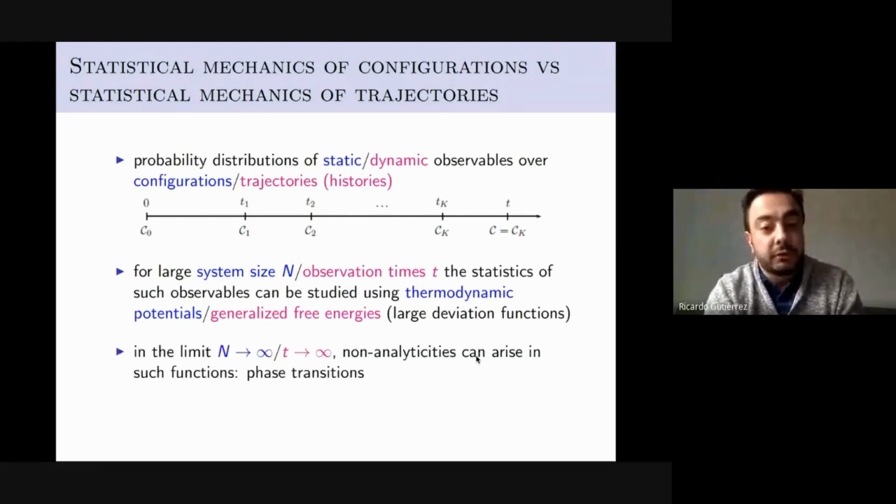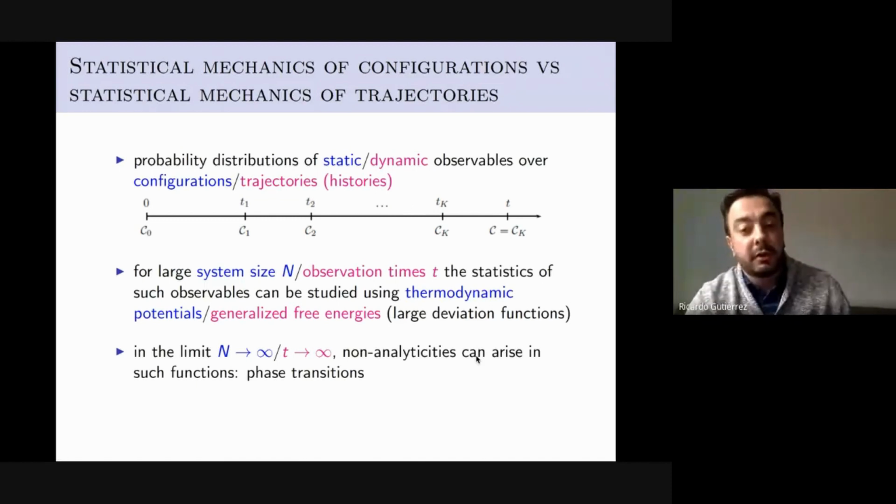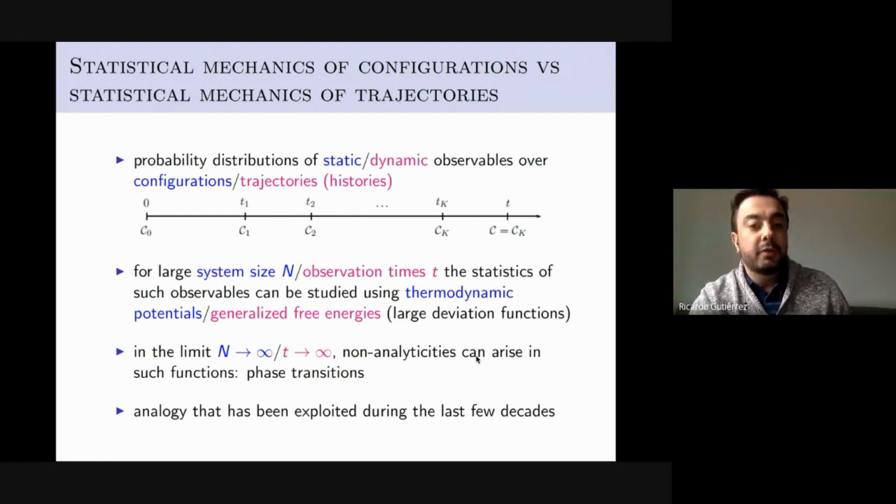So in the limit n going to infinity or time going to infinity, there are non-analyticities which correspond to phase transitions. And this analogy has been exploited during the last few decades. There's a lot of work done on this. Actually, there are some people in the audience that have done a lot on this stuff.